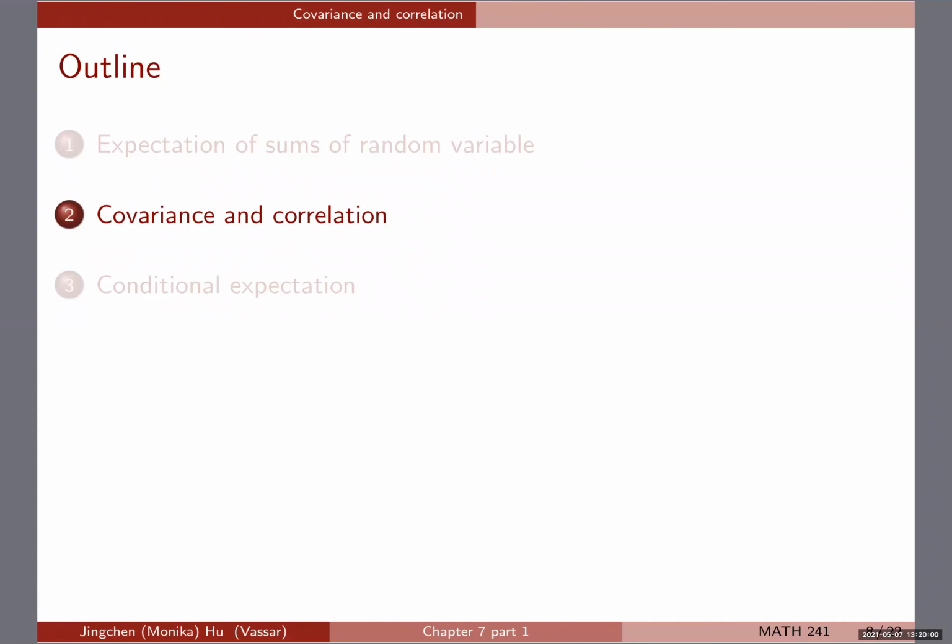Okay, so now after covering expectation of sums of random variables, and in particular, looking at how to figure out the expectation of functions of random variables, we're ready to talk about another very important set of topics. The first one is covariance, which is related to the variance and might be pretty new to many of you.